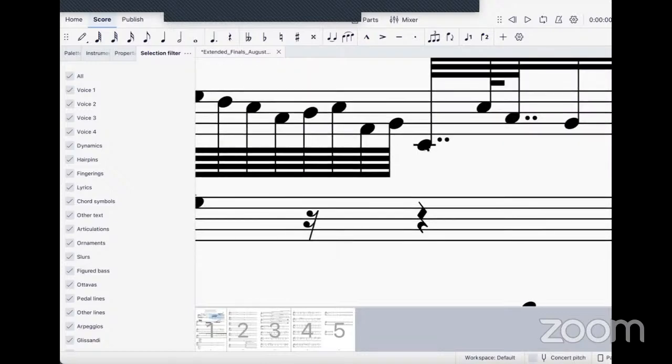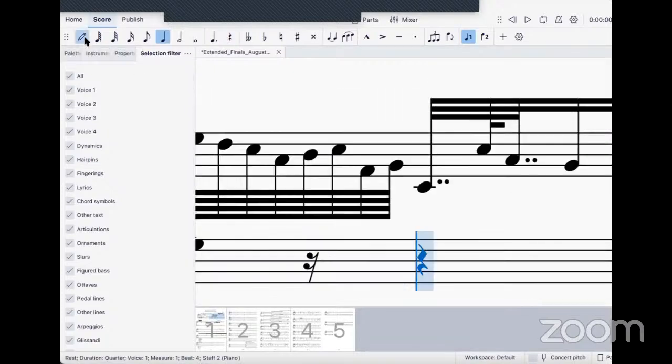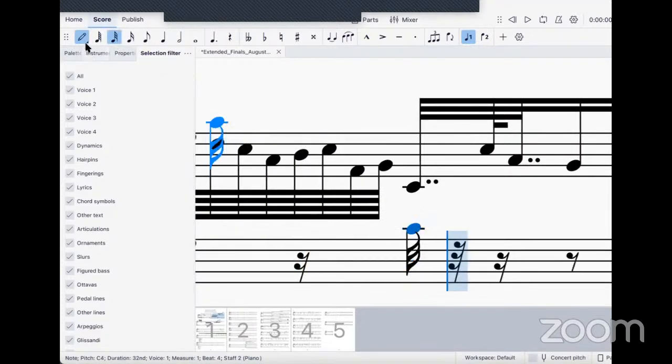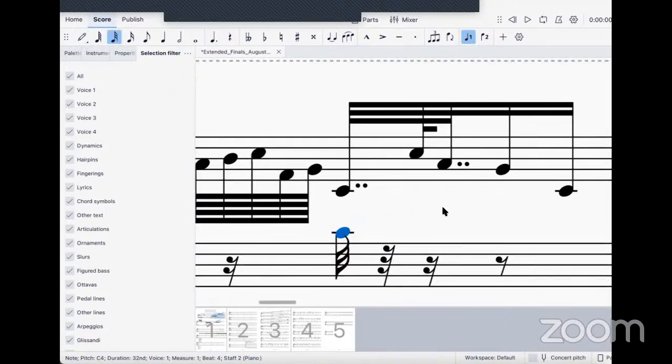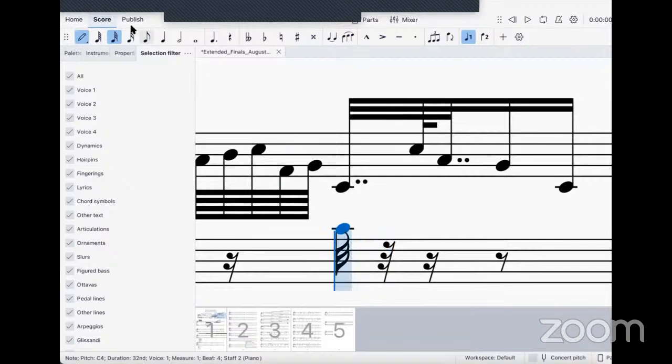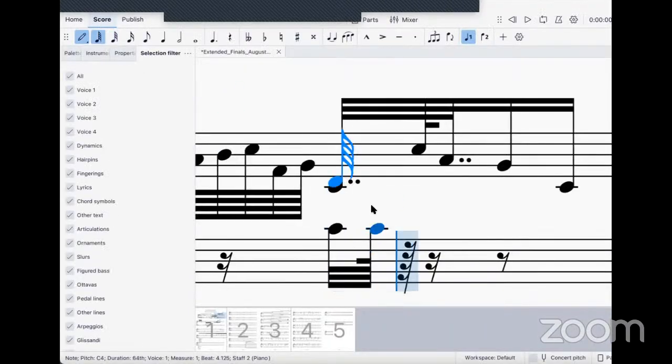Now let's translate these 2 dots here. It's a 32nd note. This is a 64th. So the first dot, the half of the 32nd is the 64th. The half of the 64th is the 128th.